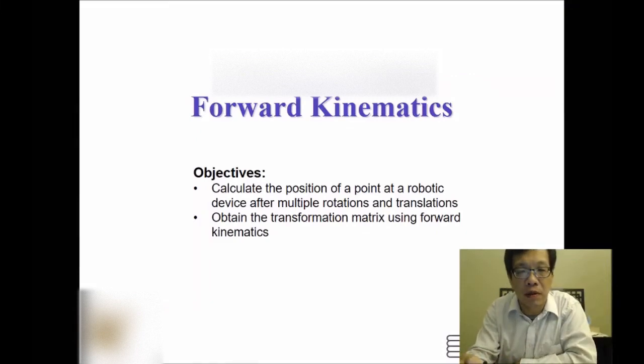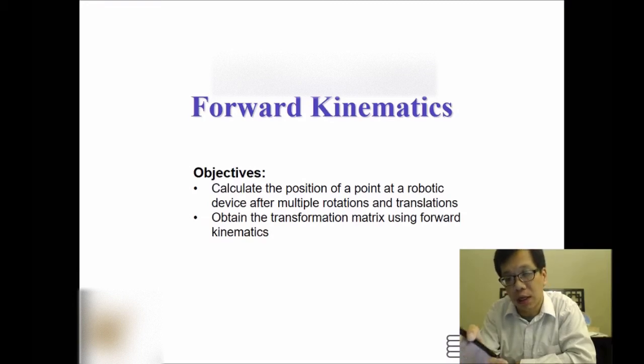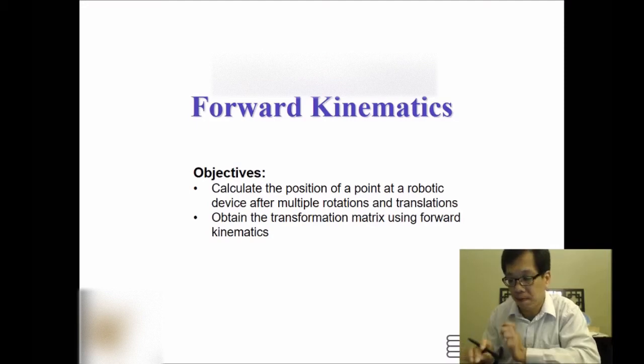In this module, we're going to talk about forward kinematics of a robot device. The objectives of this module are to calculate the position of a point in a robotic device after multiple rotations and translations, and also to obtain the transformation matrices after using forward kinematics.